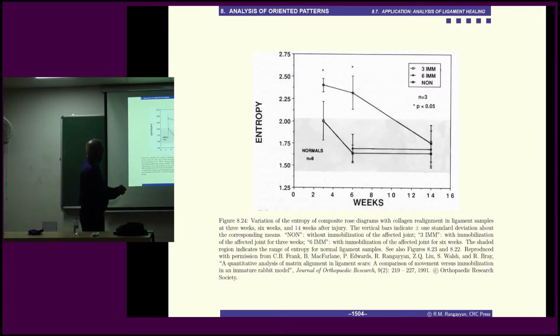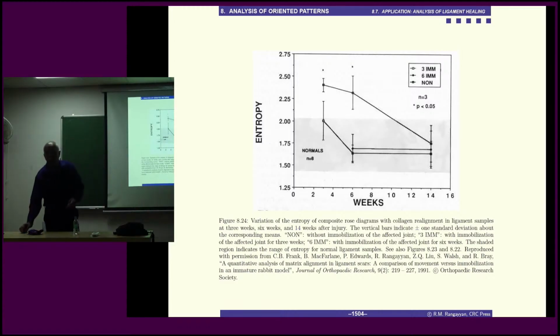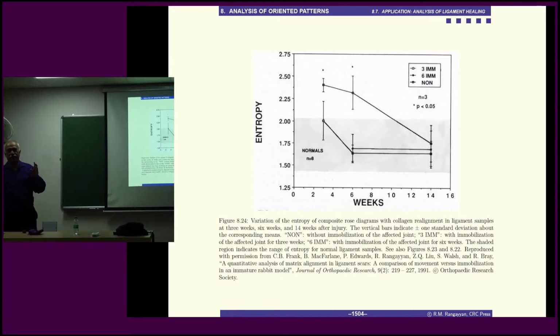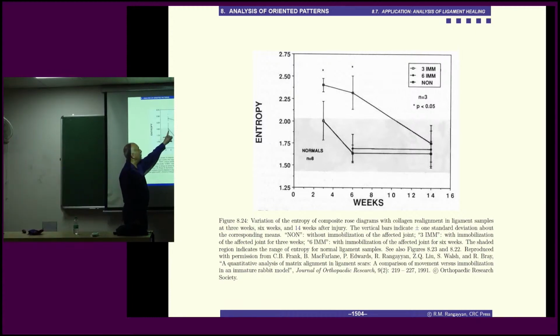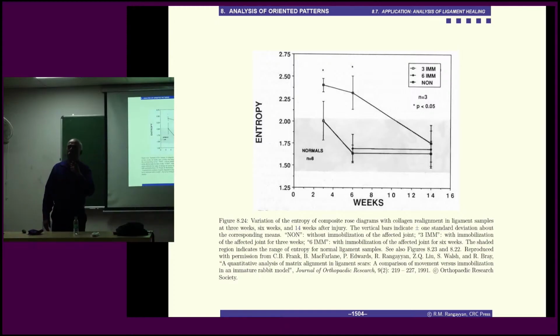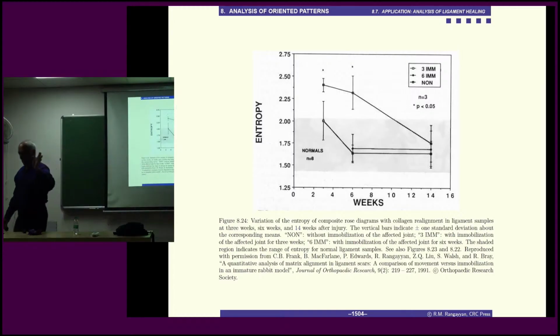For 14 weeks, the 6 weeks of immobilization, there is nothing for 3 weeks because it is immobilized for 6. You're already in the normal band. And 14 weeks, it remains the same. So this says not immobilizing is not good. Immobilizing for 6 weeks is not required. Immobilizing for 3 weeks, it's already in the normal range. At 6 weeks, it's in the same range, same entropy as for immobilization for 6 weeks. And at 14 weeks, they're all the same. So of the three then, the best is immobilize the joint for 3 weeks.